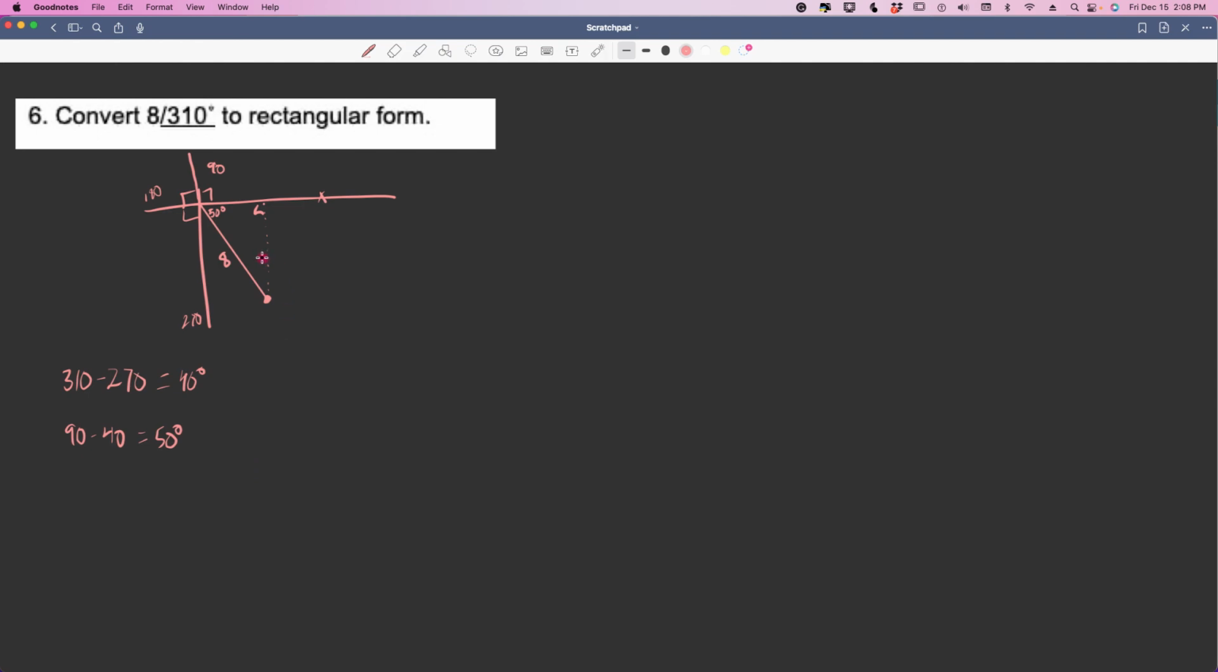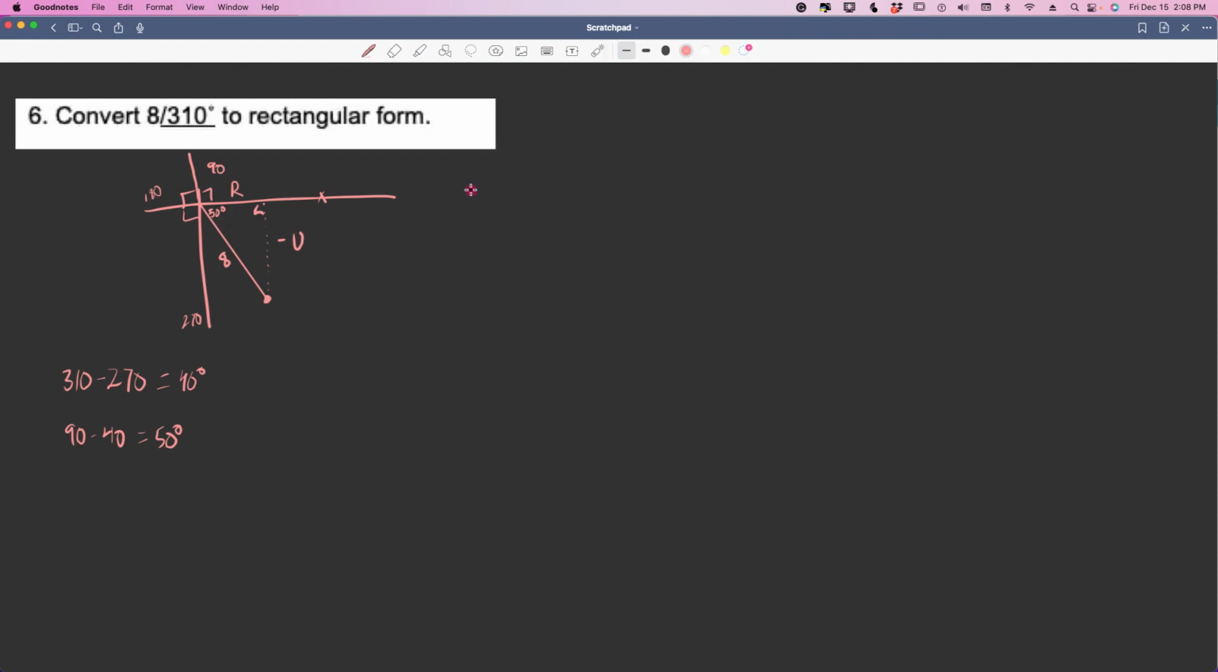Okay. Now in rectangular form, the x-axis is r and the y-axis is u, but it's below the x-axis, so this is on the negative side of the y-axis, so it's going to be a negative u. Okay. So we have to find the opposite and the adjacent side of this right triangle with a hypotenuse of 8 and a 50-degree angle.